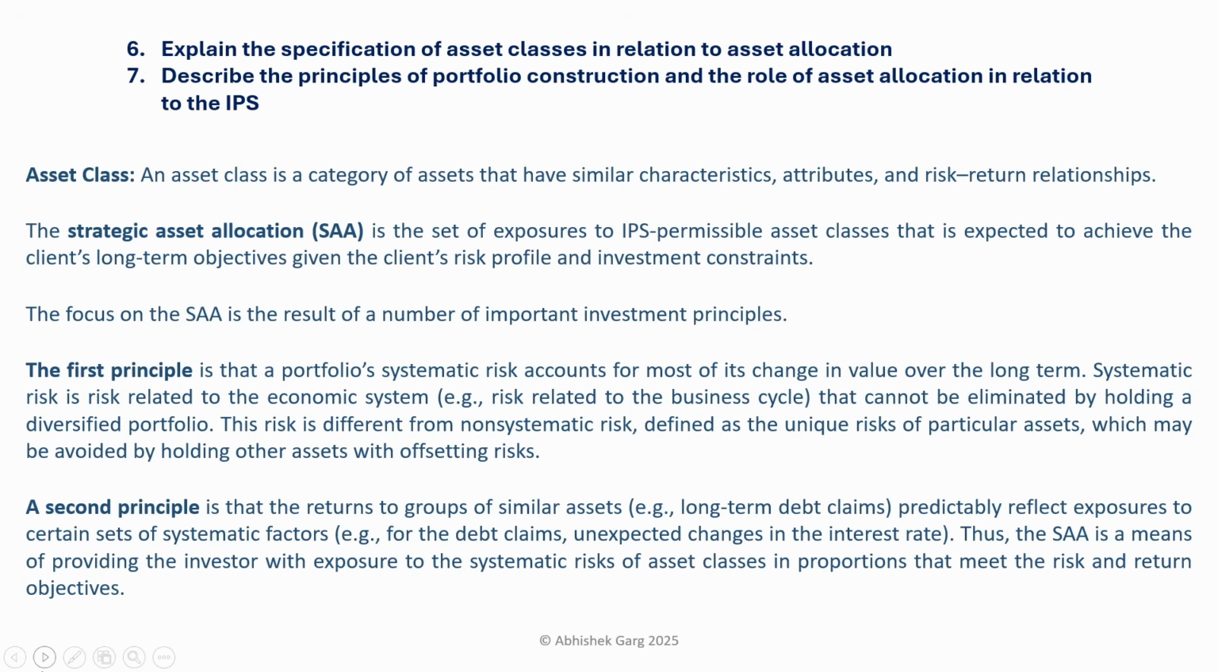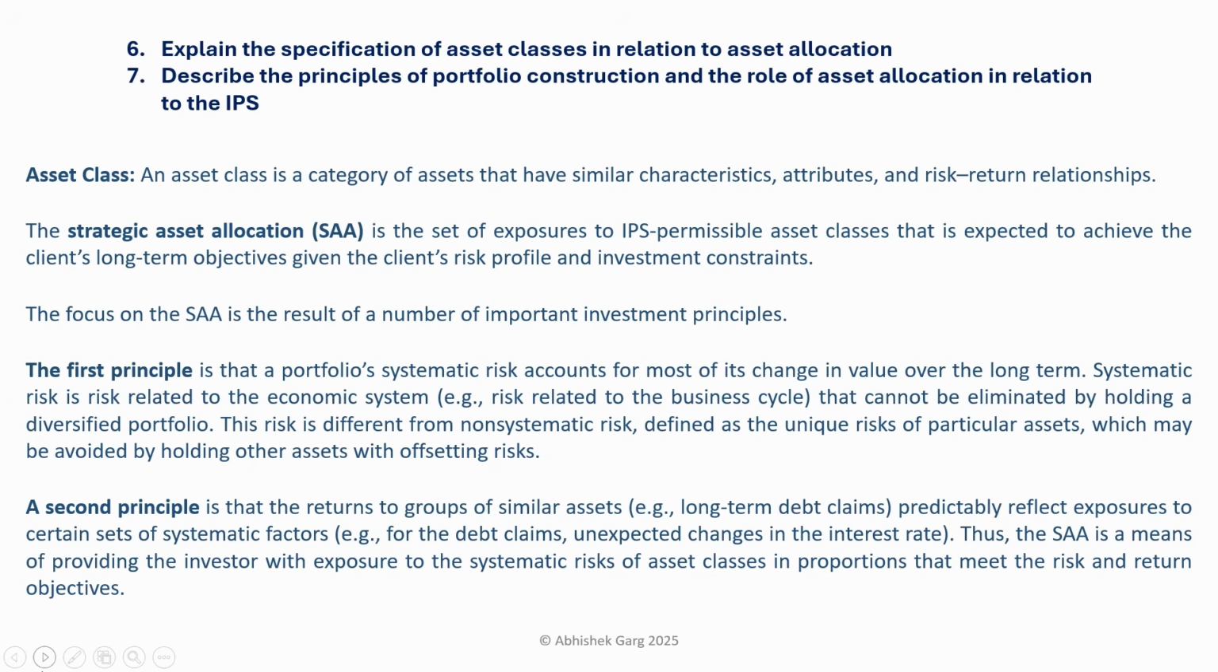Now let's talk about the asset classes. What's an asset class? An asset class is basically a category of assets that have similar characteristics, attributes, and risk return relationships. That means one asset class has similar assets. Let's say equities is a different asset class, debt is a different asset class. We can further bifurcate these asset classes. Let's say equity could be bifurcated into domestic equity and global equity. Similarly, debt could be bifurcated into long-term debt and short-term debt. So basically, the assets that have similar characteristics are included in an asset class.